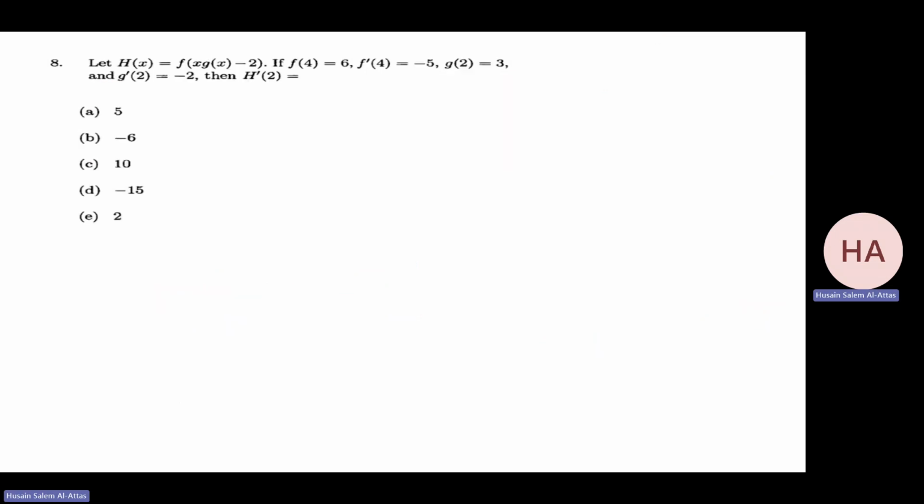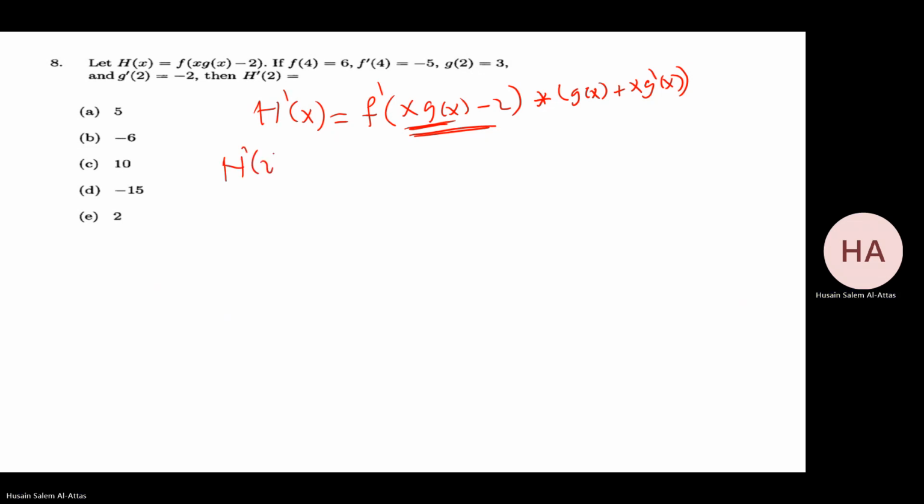h of x equals this. Find h prime at 2. You need to find h prime at x, then just substitute. That will be f prime at (x g of x minus 2) times the derivative of this. Here I have a product, so it will be g of x plus x g prime of x. This minus 2 will not cross. That's it. So h prime at 2 will be f prime at (2 g of 2 minus 2) times (g at 2 plus 2 g prime at 2).